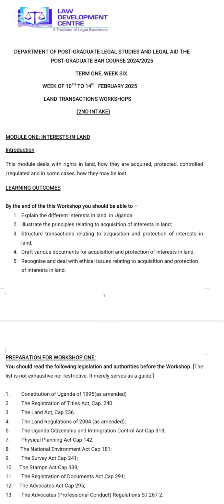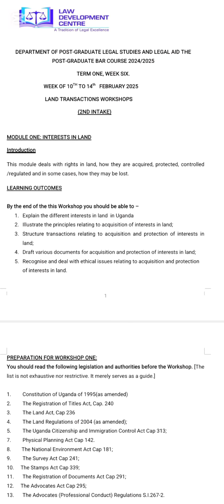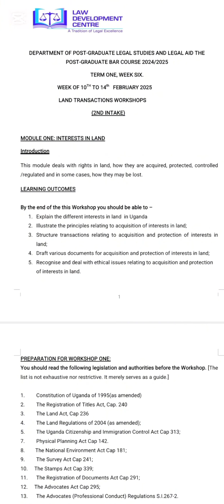So basically we are going to be dealing with interest in land, and this module deals with rights in land, how they are acquired, protected, controlled, regulated, and in some cases how they may be lost. We understand that Article 26 of the 1995 Constitution gives people the right to land in Uganda. And we are very much aware that you can own land in Uganda under the 4 tenure systems: that is, freehold, leasehold, mailo, as well as customary. Those are the tenure systems which are also recognized by the Constitution, as well as Section 2 read together with Section 3 of the Land Act.